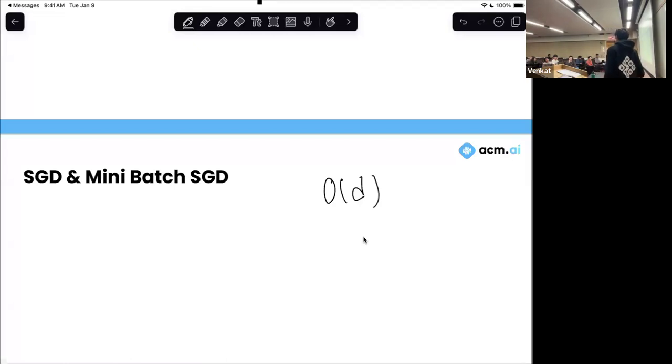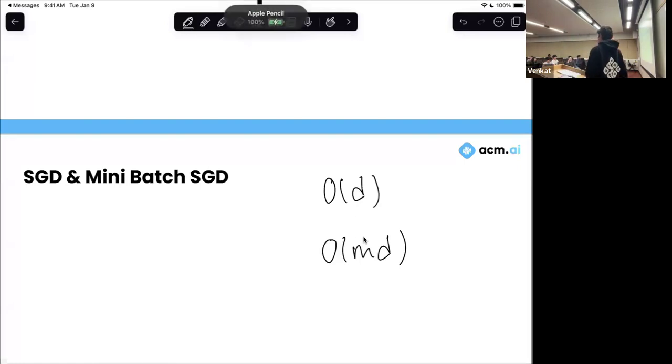That's even worse. So maybe there's some sort of compromise between choosing just one sample and choosing all of the samples. Anybody have any idea what that compromise may be? Choose some of the samples. Mini batches. You choose a batch of samples, you calculate the gradient on that batch, and then you move in that direction. So instead of O of ND, you get O of MD, and M is your batch size. And note, when you have 1 million samples and you choose a batch size of like 20, that's a significant computational decrease right there. So that is basically stochastic gradient descent and mini batch gradient descent.